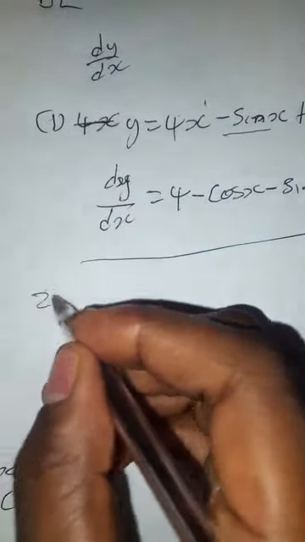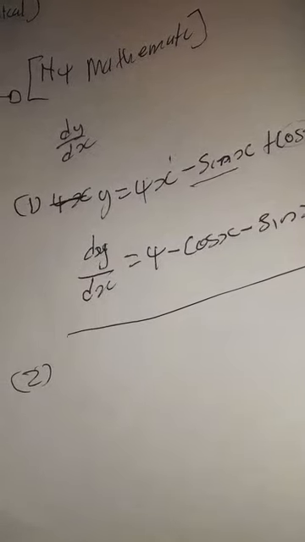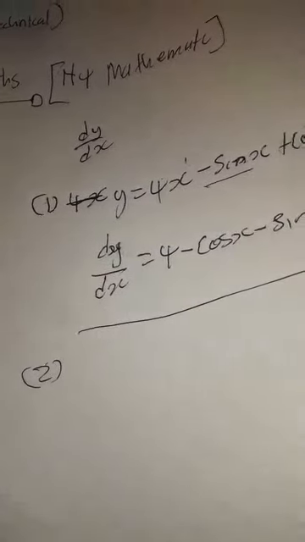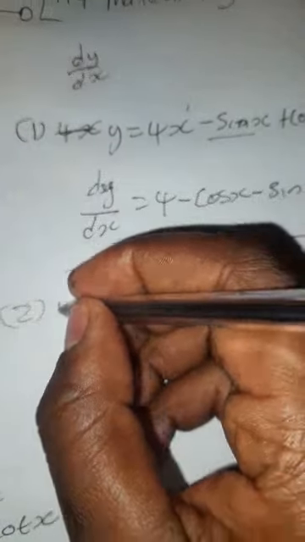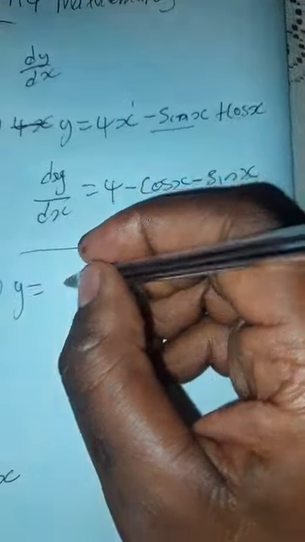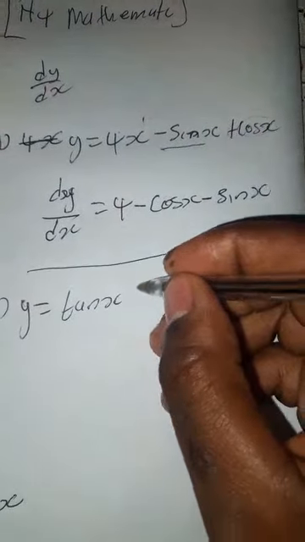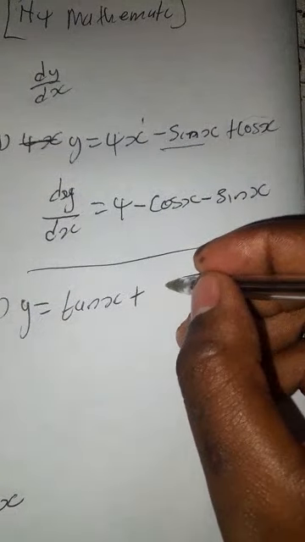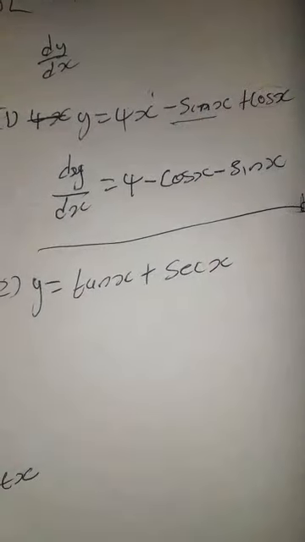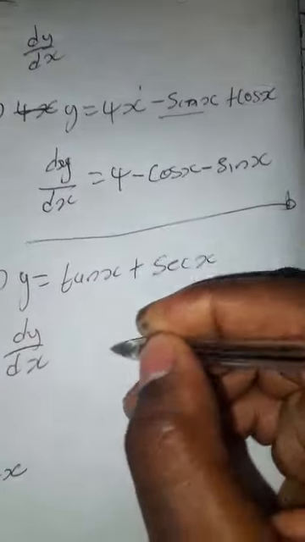Let's say again, number 2. Let's say we're given y. Let me check. You can say tan x plus sec x here. Then we have to differentiate this in respect to x.